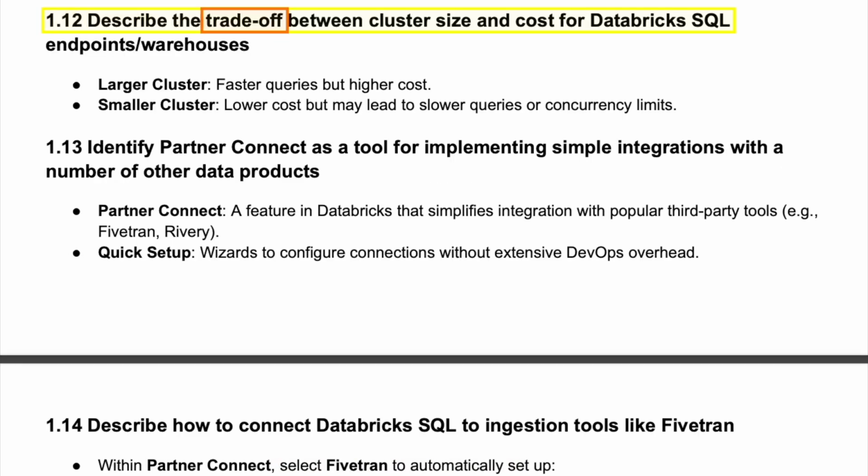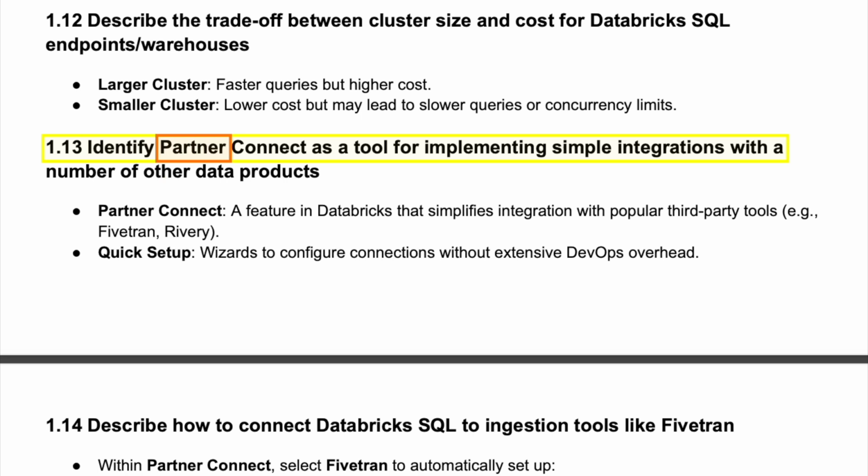1.12 Describe the trade-off between cluster size and cost for Databricks SQL endpoints, or warehouses. Larger cluster: faster queries but higher cost. Smaller cluster: lower cost but may lead to slower queries or concurrency limits.